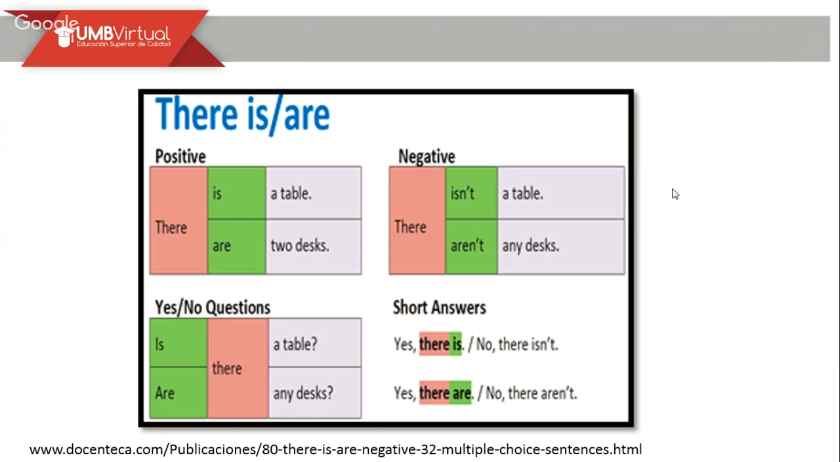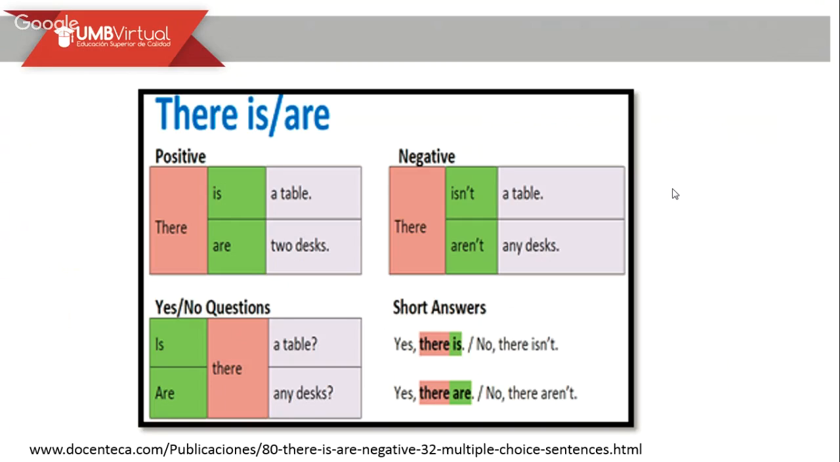Okay, entonces como ya terminamos la explicación del going to, recordemos que utilizamos este tiempo gramatical cuando vamos a hablar de acciones en futuro. Ahora vamos a continuar con el uso del there is and there are. So then we have positive, negative, and yes, no questions and short answers.